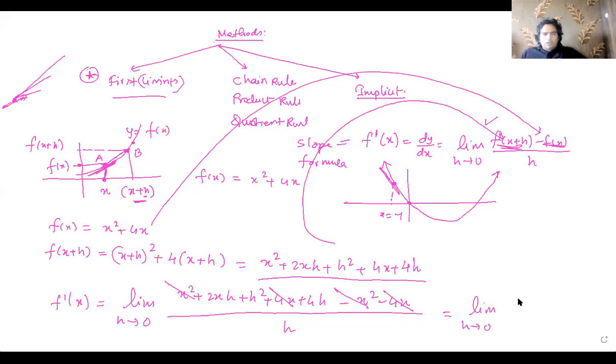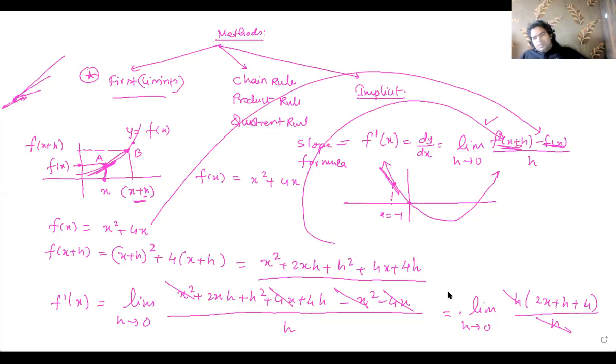So now if you take h common from here, what we get is h times 2x plus h plus 4 over h. Now this h and h get cancelled, and this is the specific thing about this formula: you should be able to cancel out h. If you're not able to strike out this h, it means you've gone somewhere wrong.